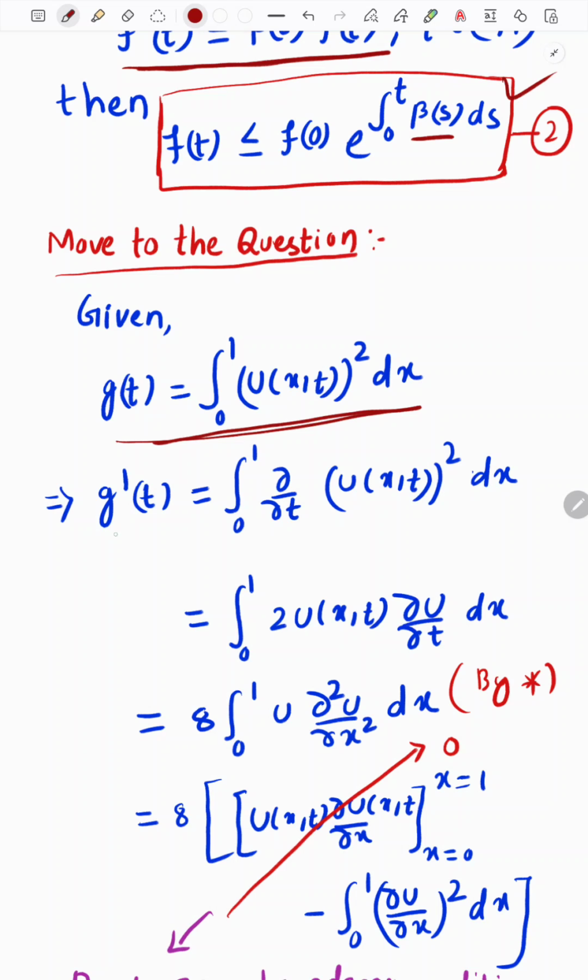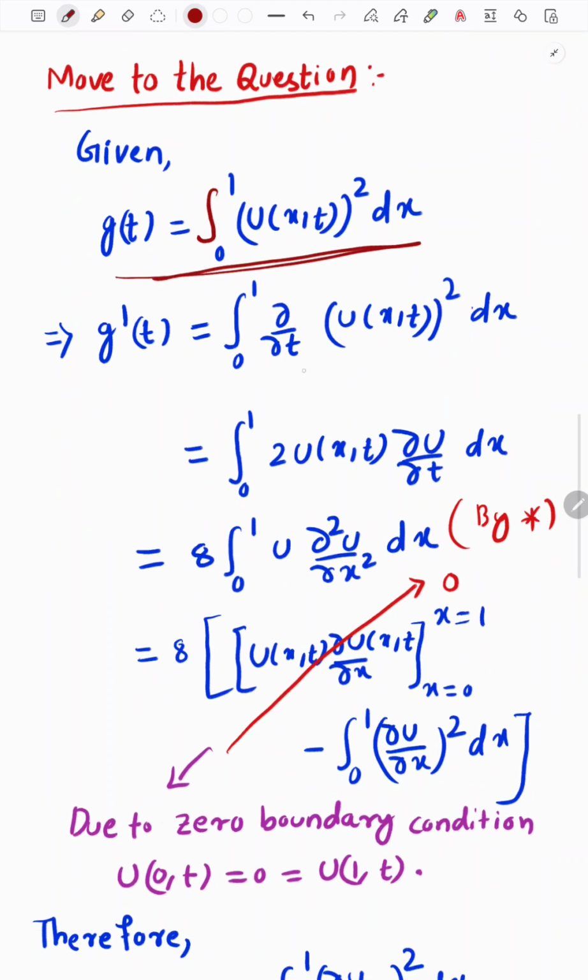Then we will take its derivative. This is g dash t with respect to time, and the derivative will be on this side. Then we will take the derivative inside the integral, because our u is a differentiable function. It is one time differentiable with respect to time and two times differentiable with respect to the space variable, but here we are talking about the time variable. So since our function is differentiable, we can take the derivative inside.